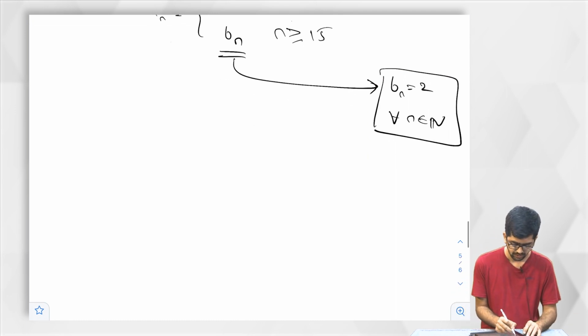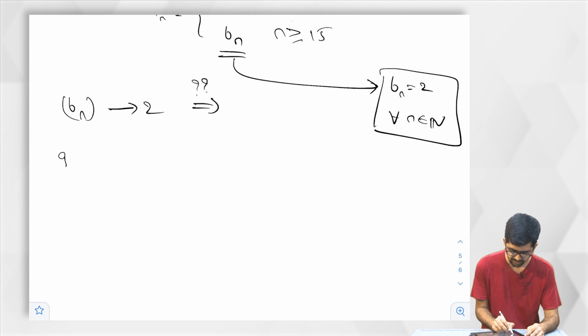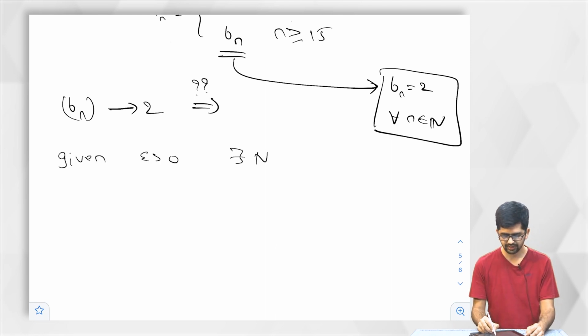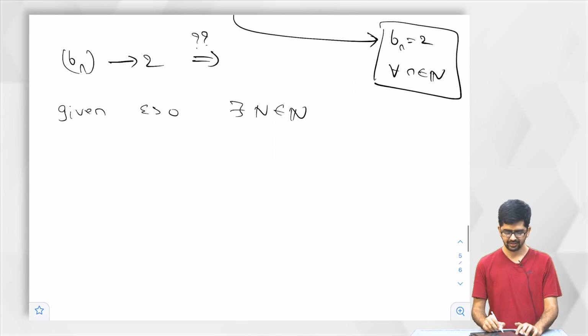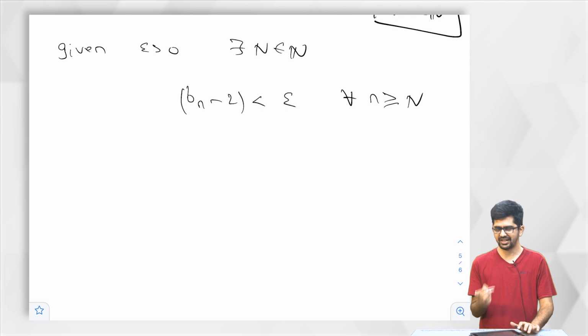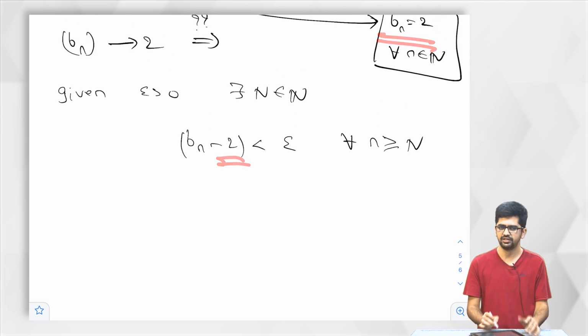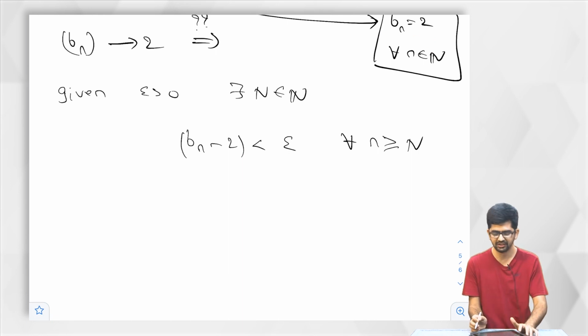So Bn converges to 2. This means what? Given epsilon positive, we have an element N belonging to the natural numbers such that |Bn minus 2| is less than epsilon for all n greater than N. We have a candidate for the sequence Bn, that is 2. This is the point where the sequence Bn converges.